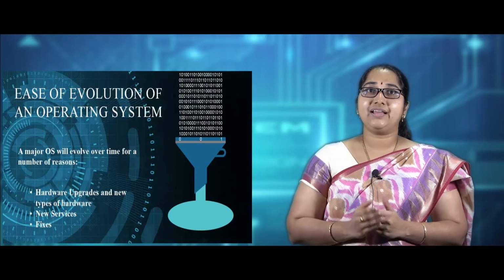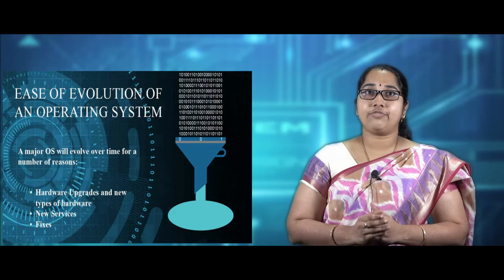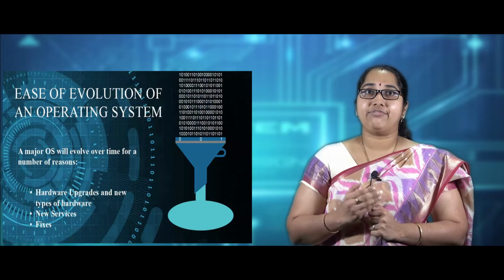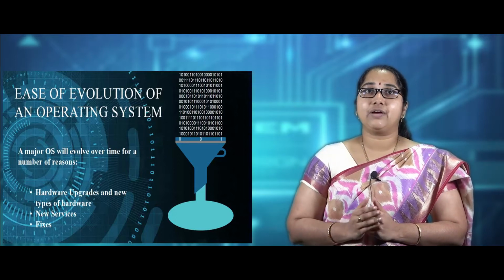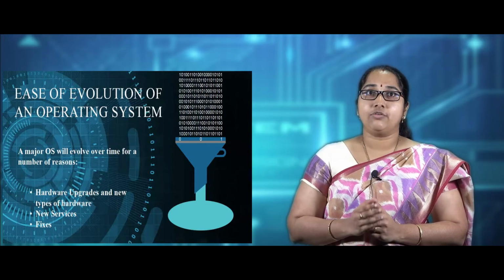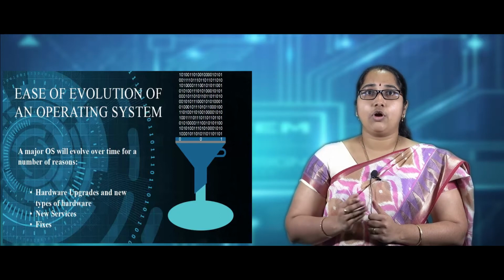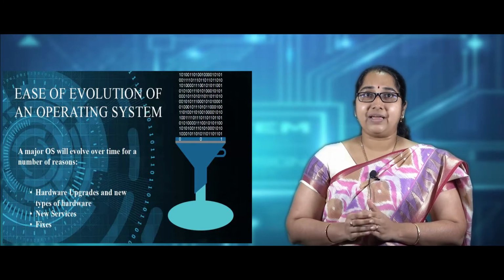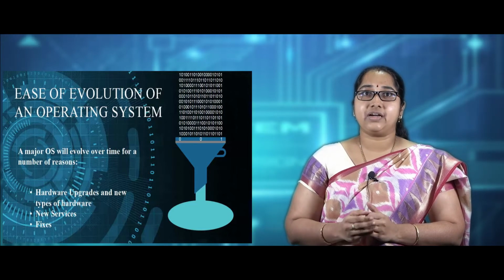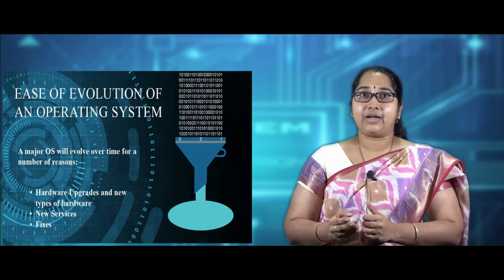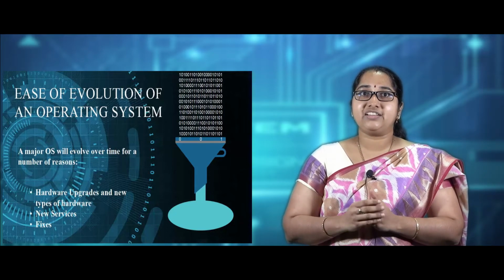Now let us see the next role of an operating system. The next role of an operating system is ease of evolution. However advanced our operating system may seem, it definitely needs to be evolved. Some of the reasons why it needs to be evolved are, first, the upgradation and adding of new hardware. For example, in the earlier versions of Unix or Macintosh, the paging mechanism was not present. This was because paging hardware was not present. As soon as the paging hardware was added, the paging mechanism was added into the operating system.